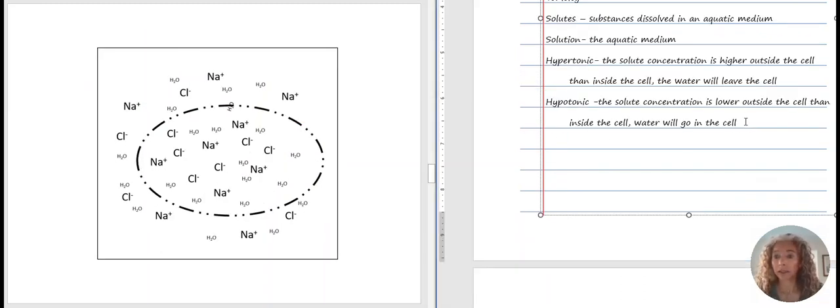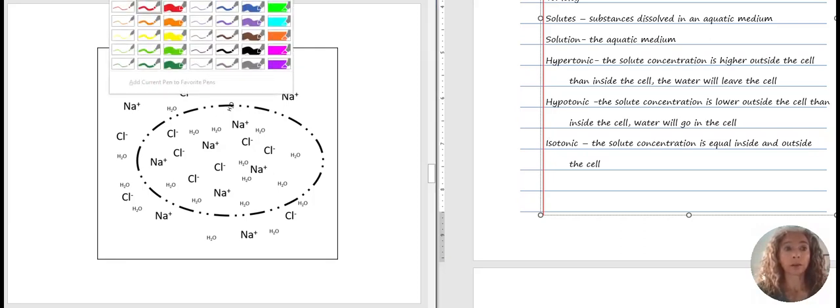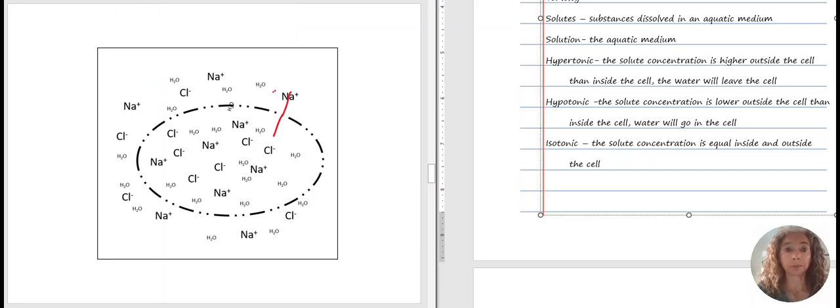And lastly, we have a cell where the solute concentrations are equal inside and outside the cell. And we call this isotonic. You can still get movement of water across the membrane, but you're not going to get any net change because the concentrations are the same. So water molecules can still move back and forth, but you're not going to get a change in the concentration because there's no concentration gradient here. They're equal. So that is called isotonic.